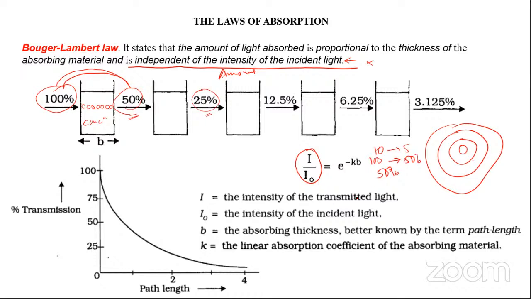Now if my chance of hitting the dartboard is only 2%, then if you give me 10 darts, I will hit 2. If you give me 100 darts, I will hit 2, sorry, 20. Are you getting my point? So is it dependent on the number of darts? No, it is independent. Exactly in the same manner, it is independent of the intensity of light.